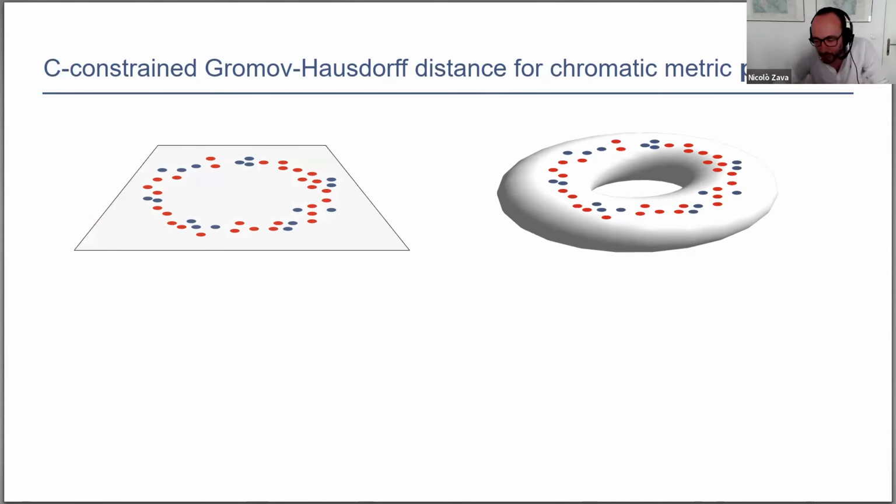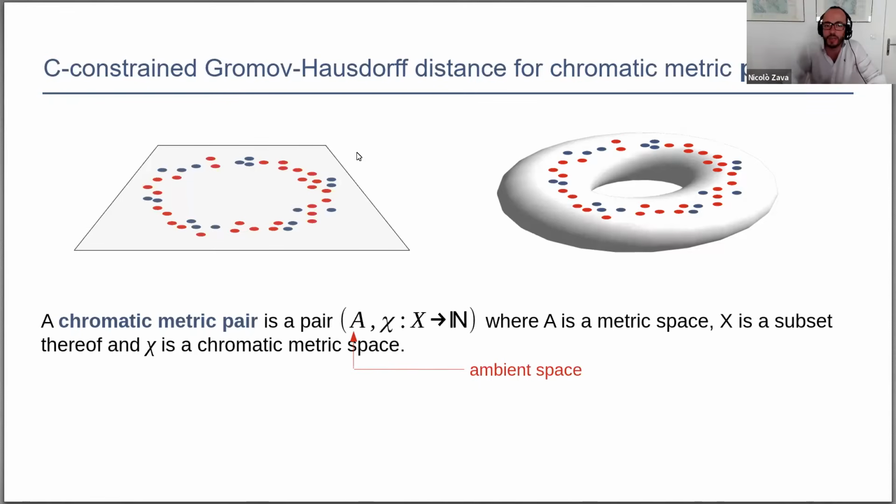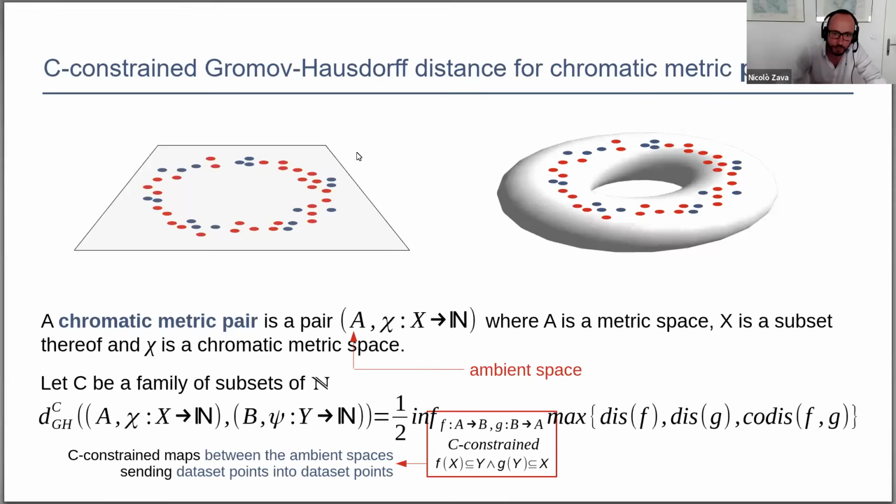This is, of course, absolutely known in computational topology. The ambient Čech complex is precisely this. It's like taking account also of the alpha complex. In several situations, you need to know where these points live. So we can extend the definition of chromatic metric space to chromatic metric pair. It's basically a chromatic metric space embedded into an ambient space, A. The previous case is the plane or just a square. The second case is the torus.